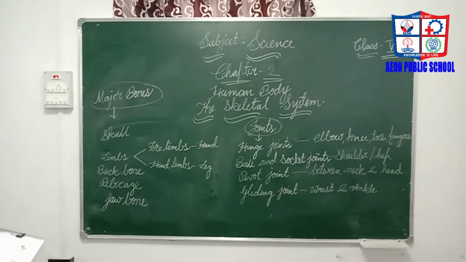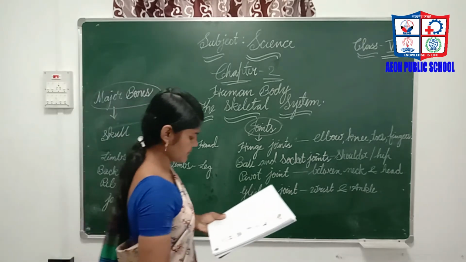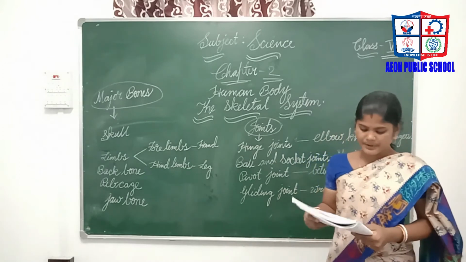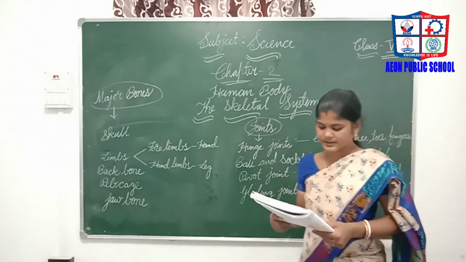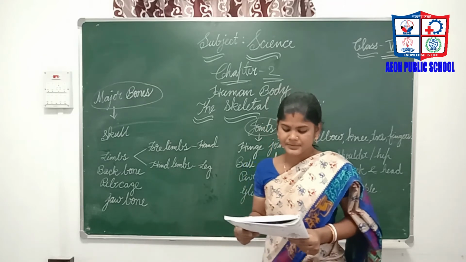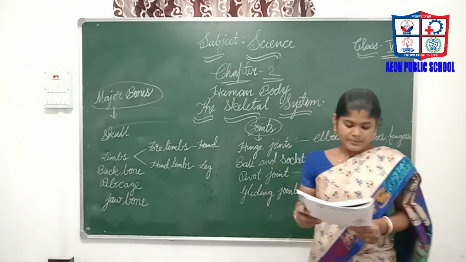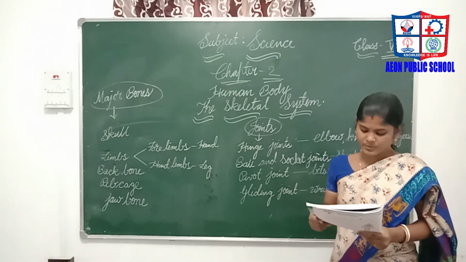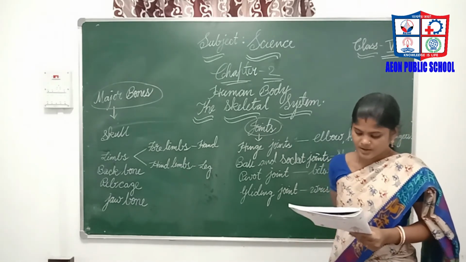Next, hind limbs or the legs are also divided into two parts. So this is also of two parts, the upper part and the lower part. The thigh bone is known as femur. So what do you mean by femur? The thigh bone, present in the upper leg, is the longest bone in the body. So the thigh bone is the longest bone in the body.